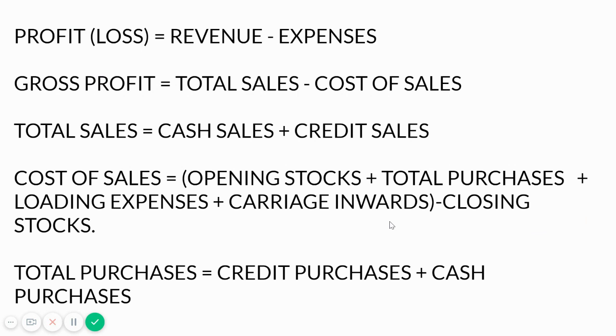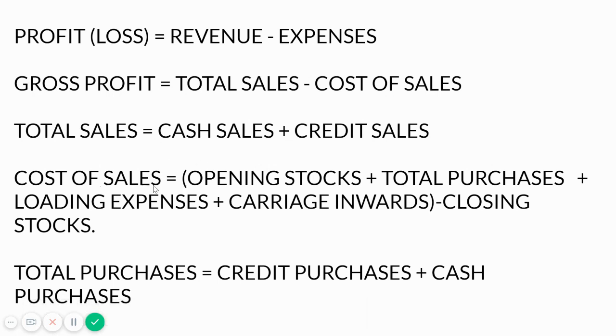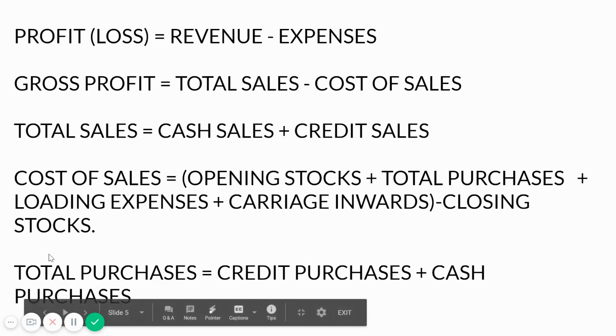In mathematical form, cost of sales will be calculated by adding the opening stocks of a business to the total purchases of the business and the loading expenses plus the carriage inwards, and from that you have to take away the closing stocks of the business. Thereby you will end up with the figure called cost of sales. Opening stock plus total purchases plus loading expenses plus carriage inwards minus closing stocks will give you the cost of sales. Okay.